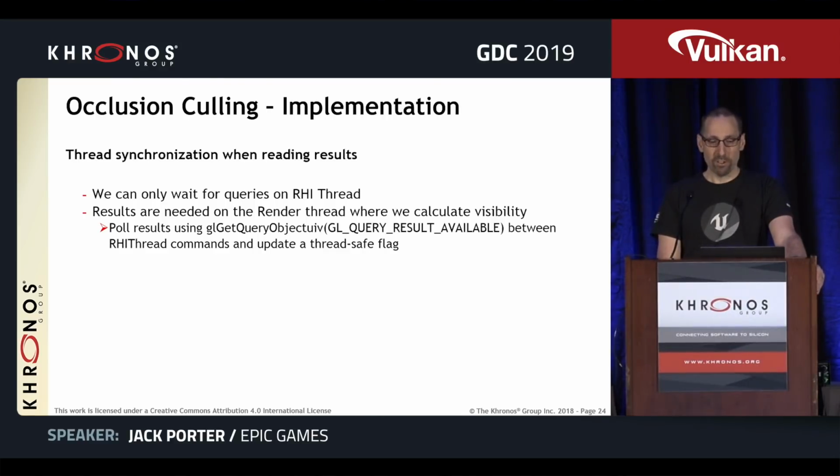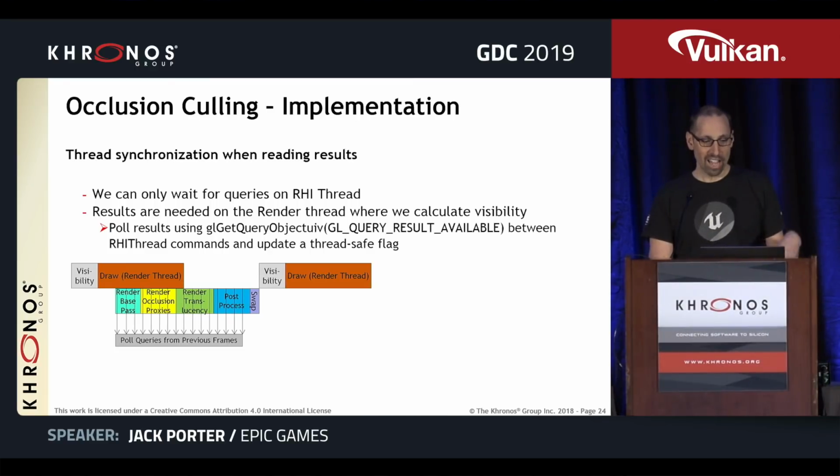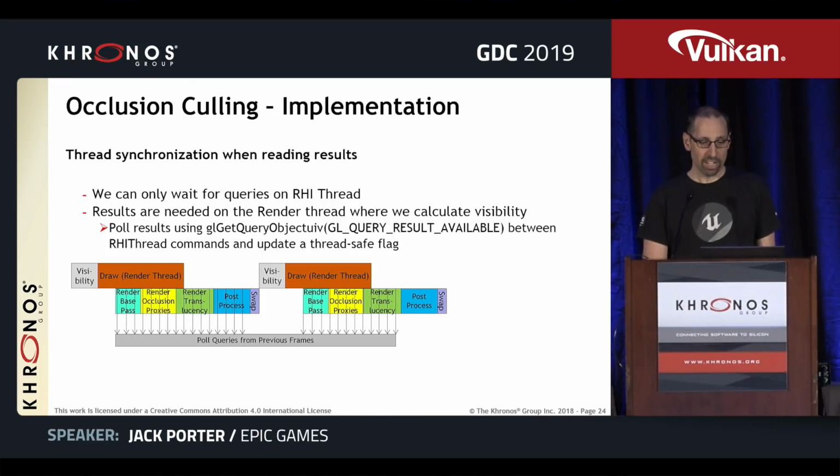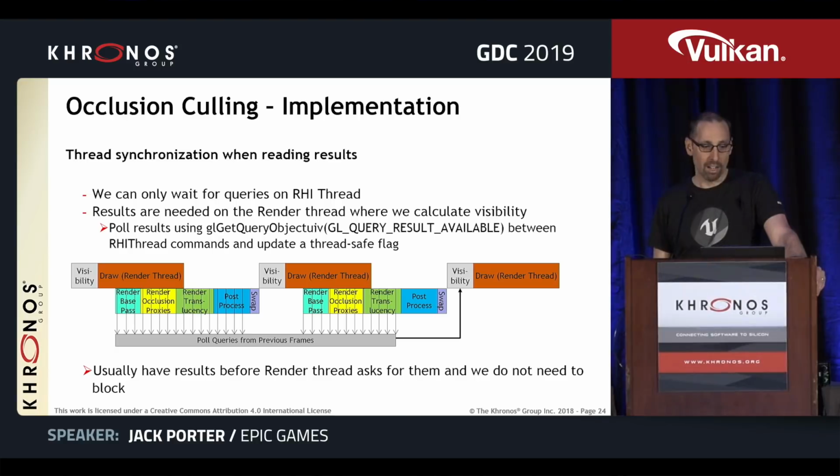So something we're doing now is to poll, on both GL and Vulkan. As we enqueue commands to the RHI thread, we poll to see if the occlusion queries we issued previously have completed. So for example, the top is the render thread, the bottom is the RHI thread. As we're uploading extra commands to the RHI thread, we periodically poll to see if the occlusion queries have finished. And as we go along, eventually the results for those occlusion queries will be available. And most of the time, by the time the render thread needs them, the occlusion queries are done and we don't need to block.